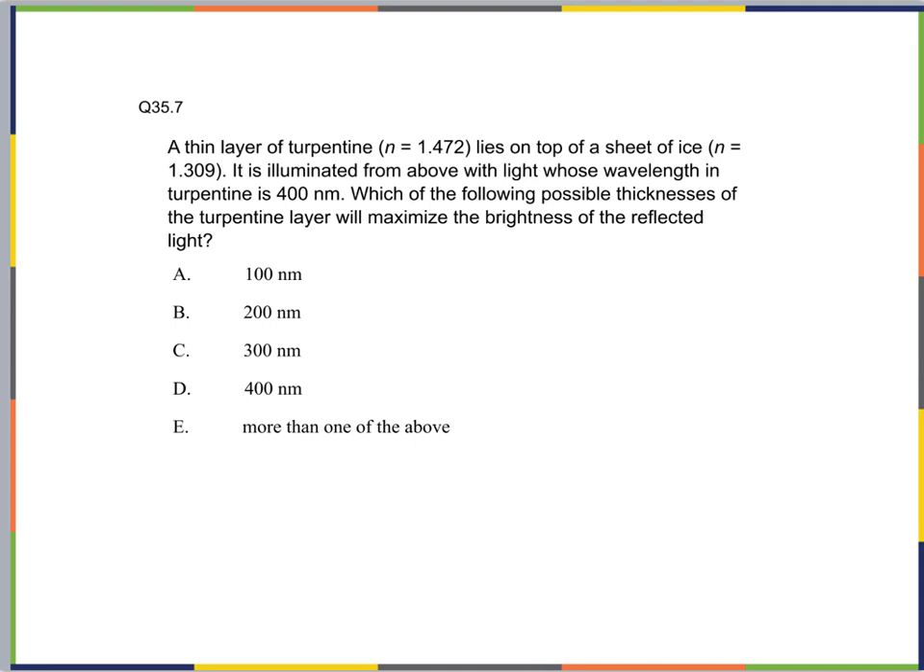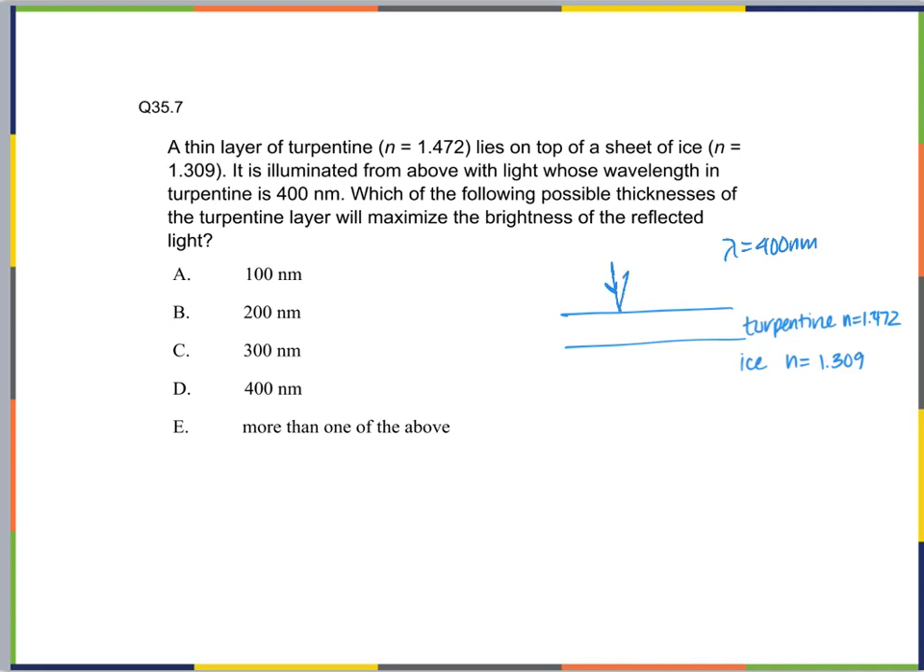Okay. Our last question, I think, that we have to do is we have a thin layer of turpentine on top of a sheet of ice. So we have the turpentine, and n is equal to 1.472, and then ice, n is equal to 1.309. We have the light coming down has a wavelength of 400 nanometers, and we want to know what the thickness will maximize the brightness of this reflected light.